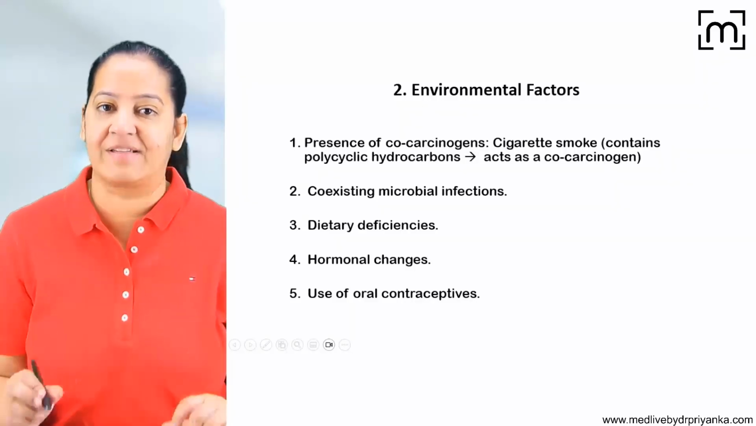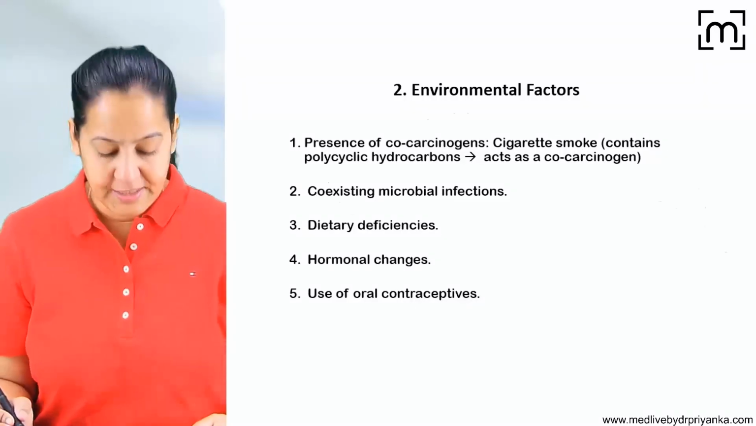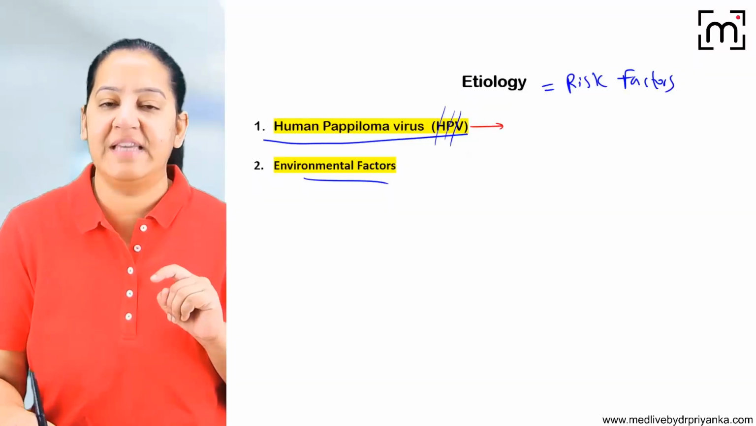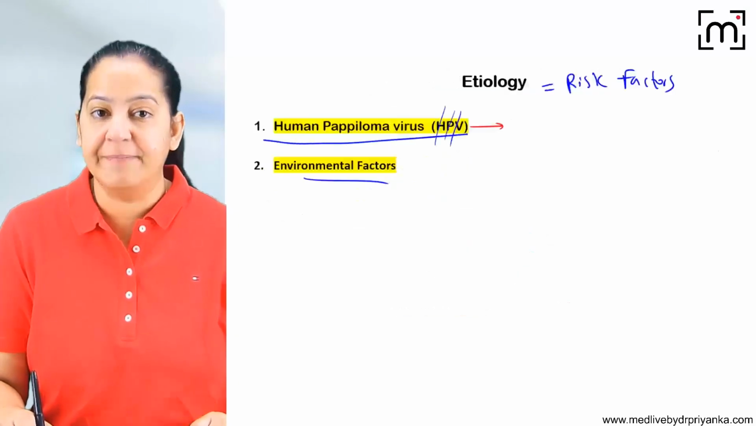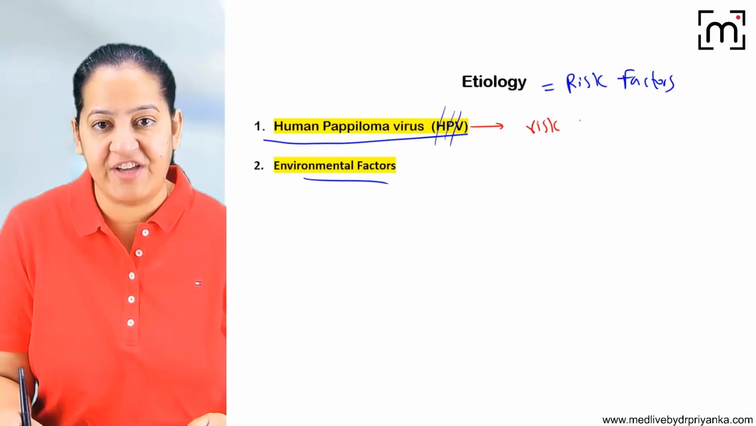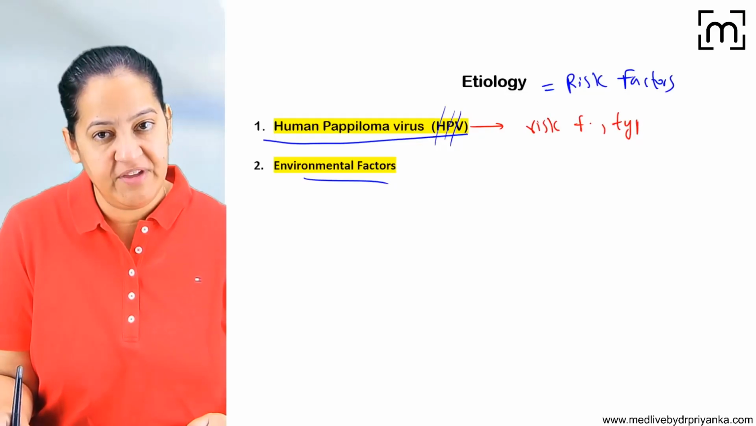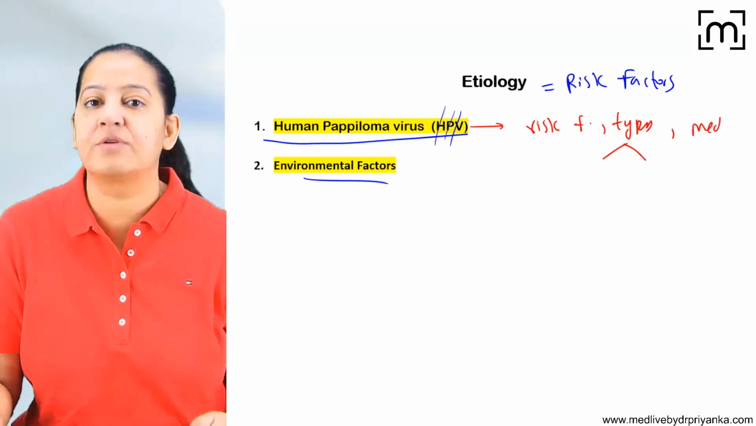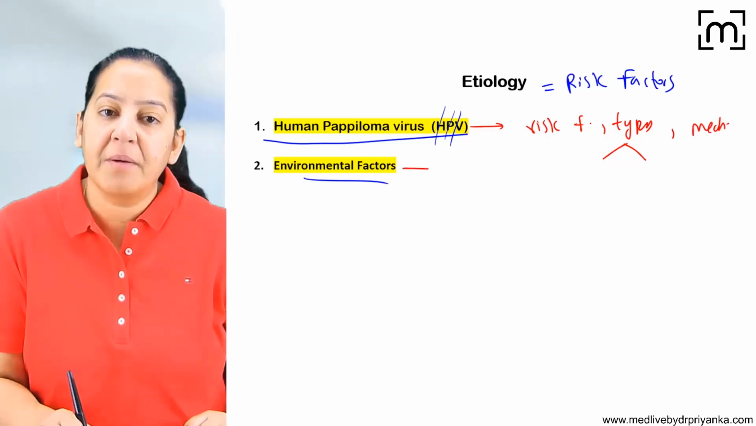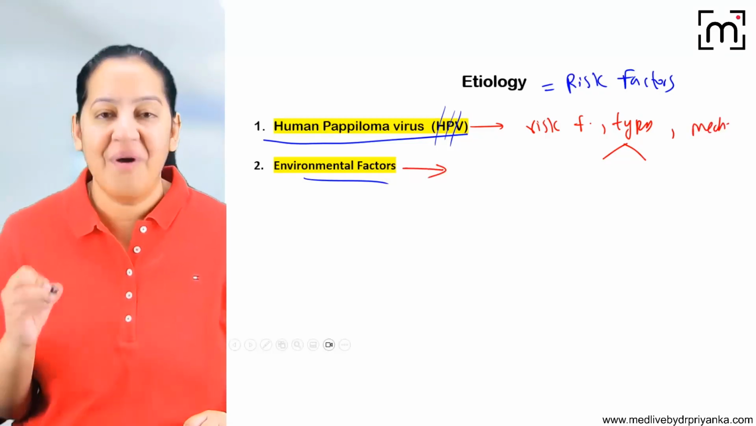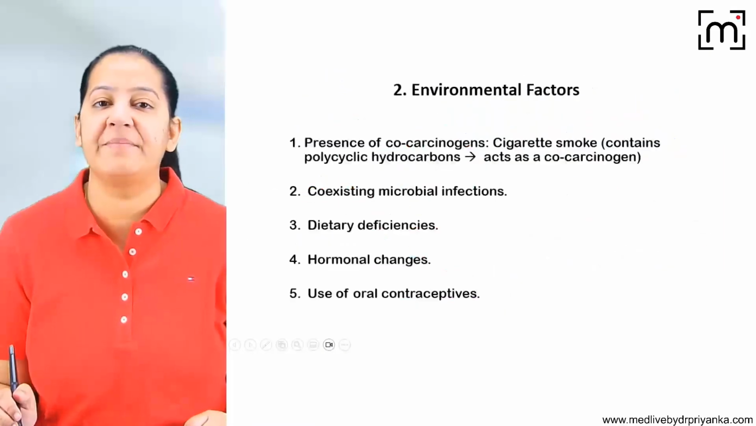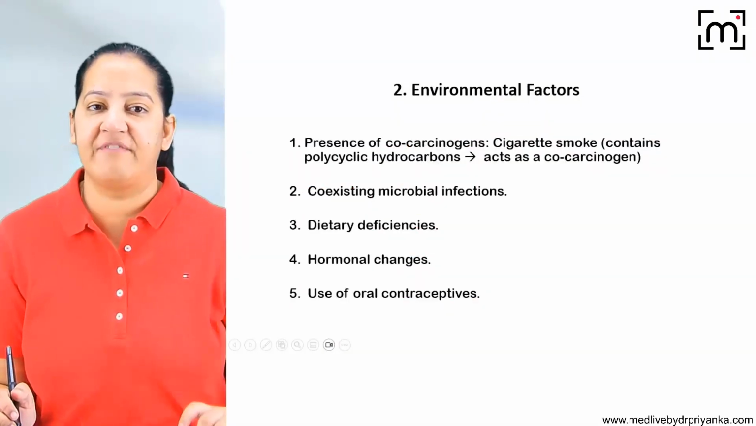I'm teaching you the risk factors. Now coming to the environmental ones, as I told you, there are two risk factors. For HPV, we have seen the types, I mean low risk and high risk, and we have seen the mechanism, how it causes oncogenesis. Now I'm coming to the environmental factors. What are the environmental factors which lead to cervix precancer? There are 5 environmental factors.